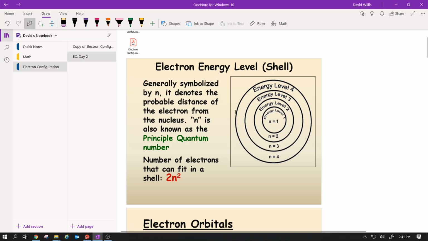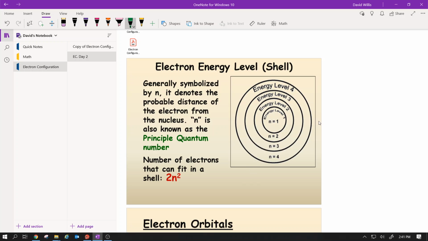And that also will correspond to the period on the periodic table. Okay, so if you're in the first energy level, that is going to correspond to the first period or the first row on the periodic table. As we move to the second row, we'll start filling in the second energy level. As we fill to the third row, we'll start filling the third energy level, and so on.